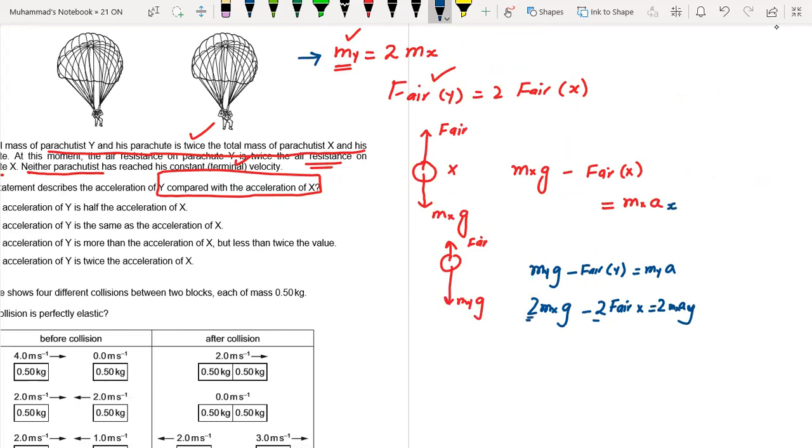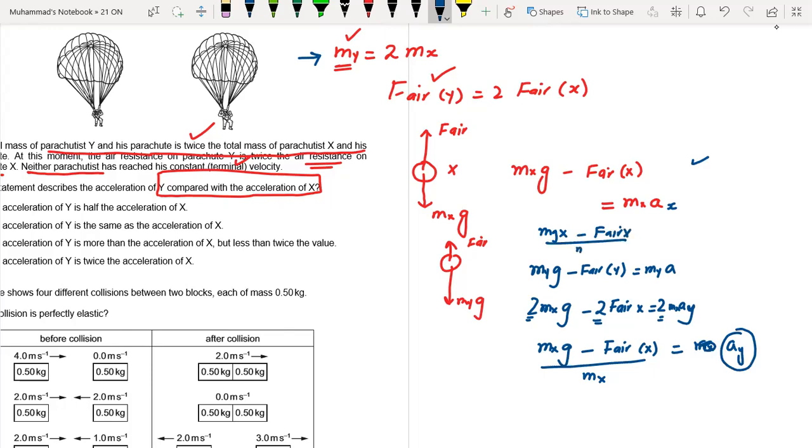So you can see that if I take this 2 common, then it will be cancelled with this 2, and I will be left with this equation: m of X times g minus air resistance of X is equal to mass of X times a of Y. If I make acceleration in Y the subject, I will get this thing divided by mass of X. And acceleration in X is m of X g minus air resistance of X over mass of X. So you can see from these two expressions that they are exactly equal.